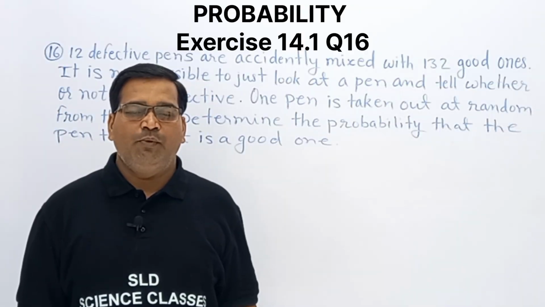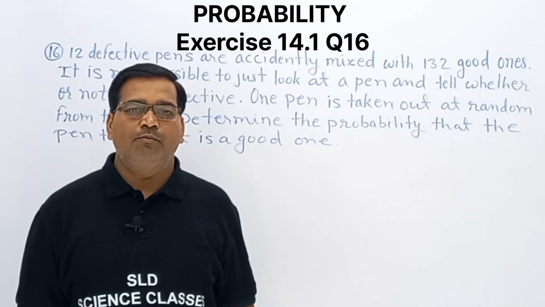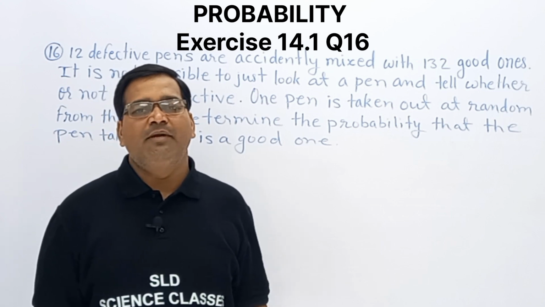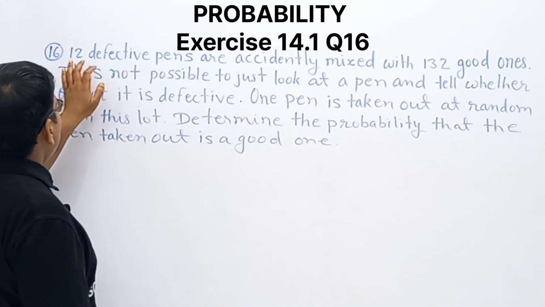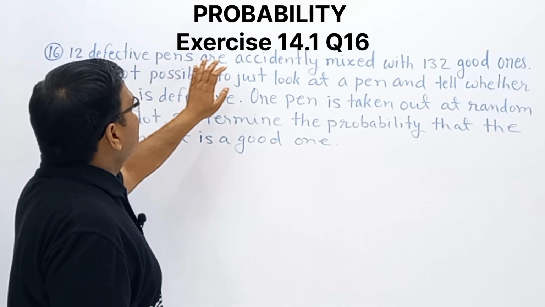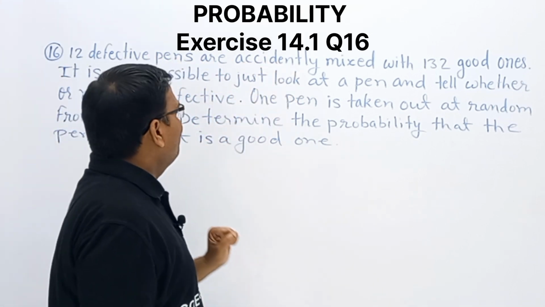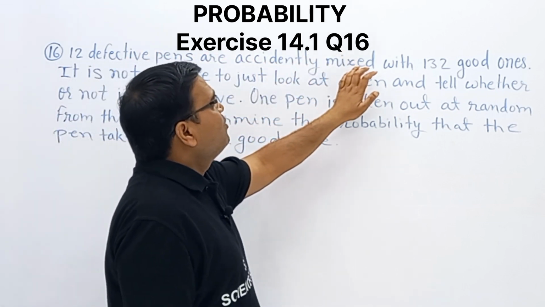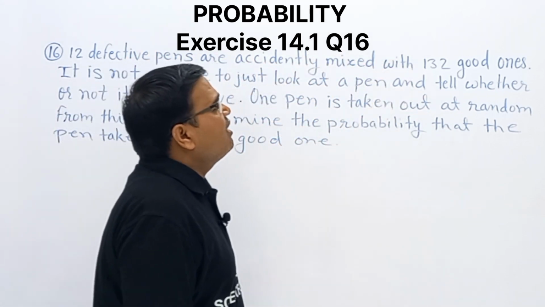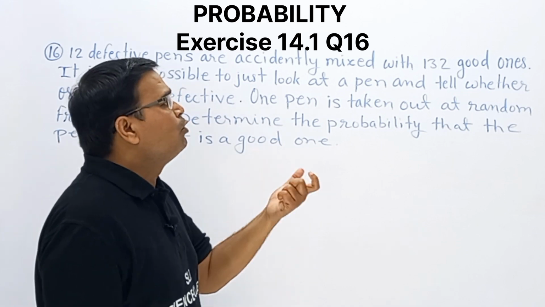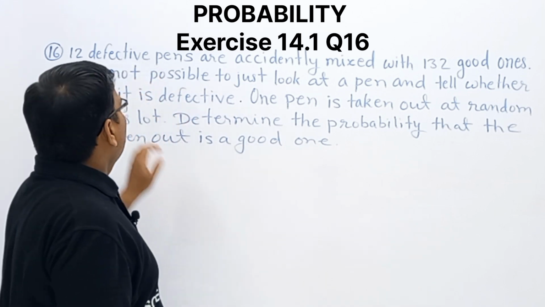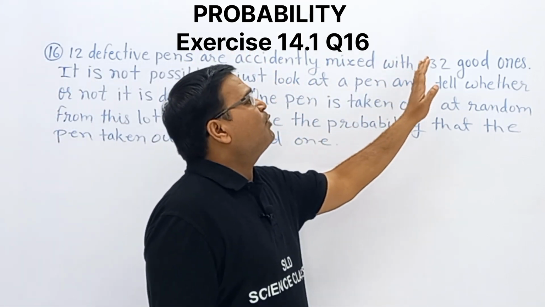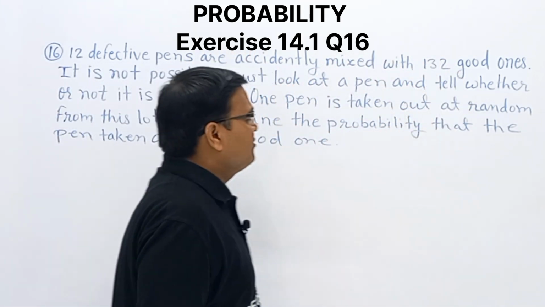In this class, we are going to discuss question number 16, exercise 14.1 probability. Observe this question. 12 defective pens are accidentally mixed with 132 good pens.